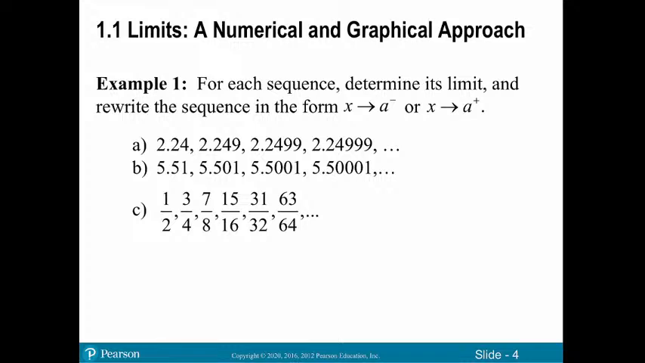If we look at part B, we have 5.51, and then 5.501, and then 5.5001, and then 5.50001, and so on and so on. So this one is x approaching 5.5, but coming from the right side. So coming from the right, this is going to have a plus in it. And then for part C, the first number is a half, and then 3/4, 7/8, 15/16, 31/32, 63/64, and so on. So these numbers are getting closer and closer to 1 coming from the left. All right, so this is x approaching 1 from the left. Okay.